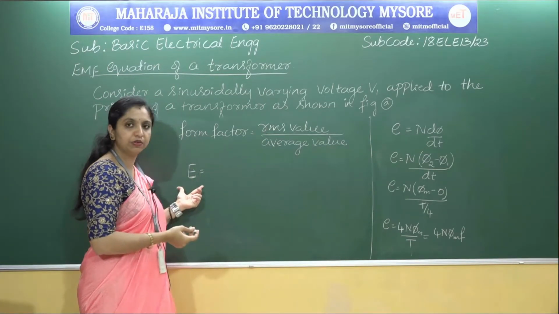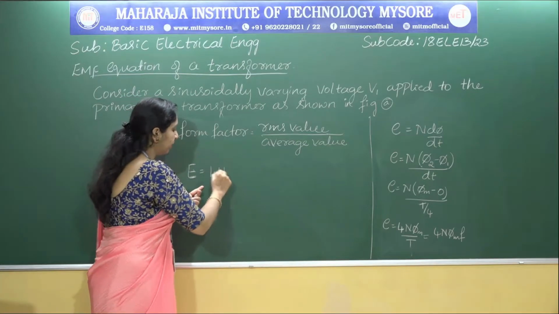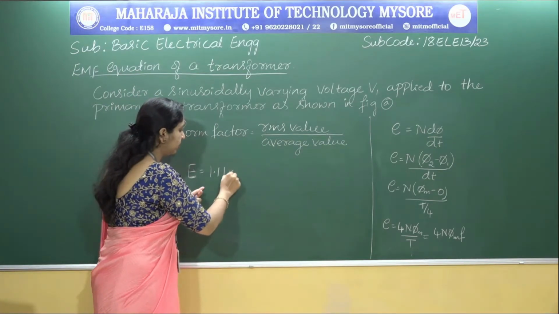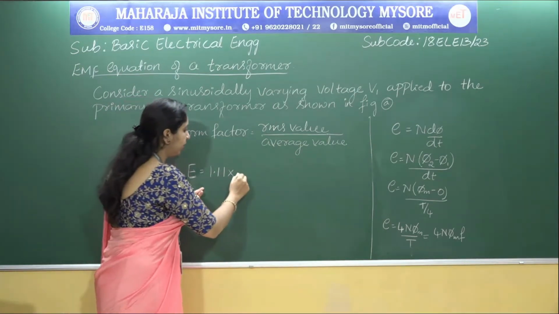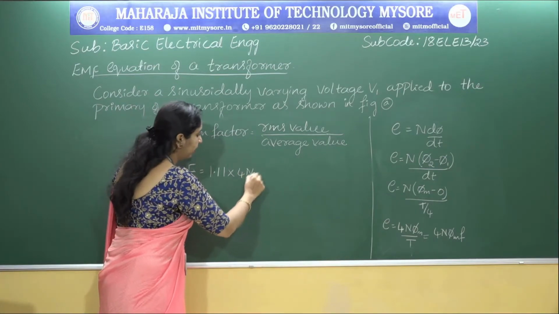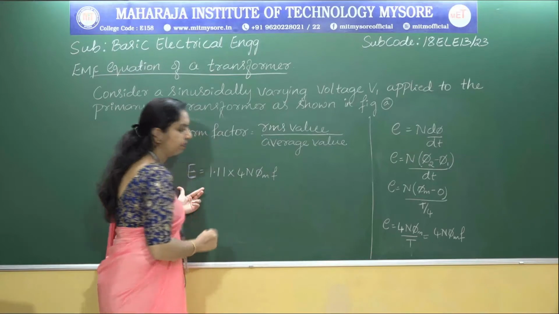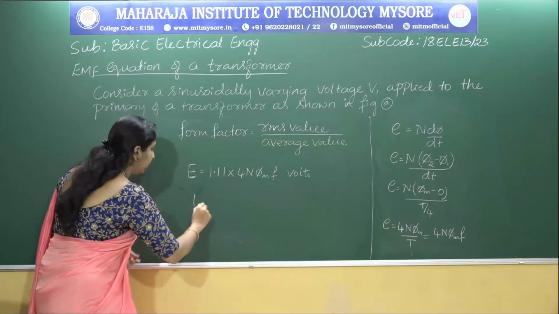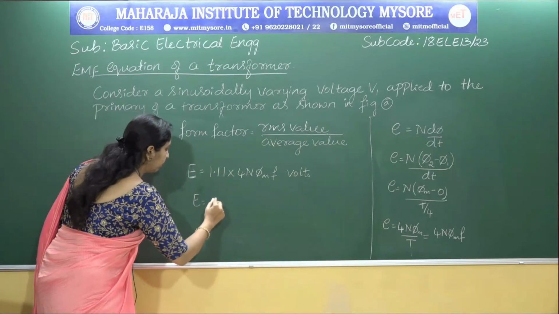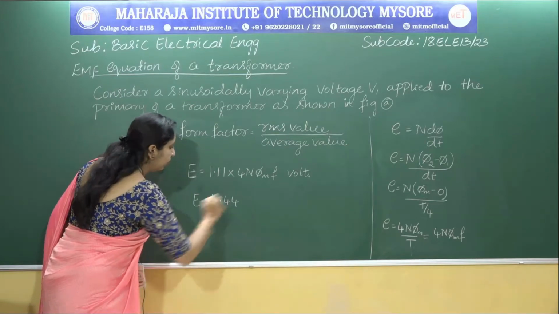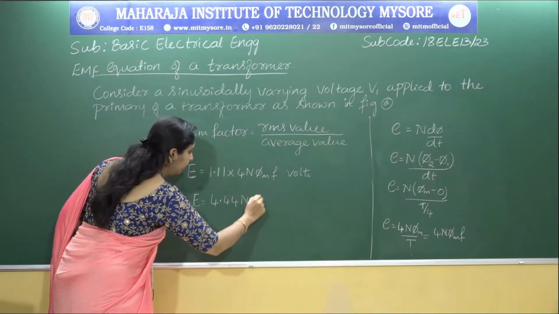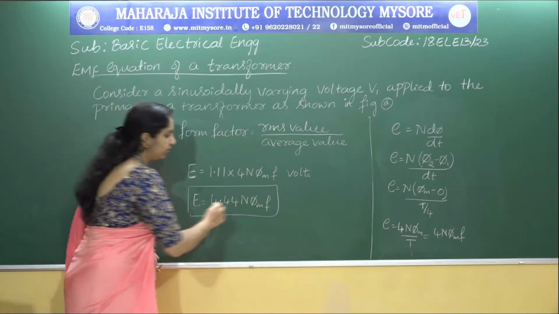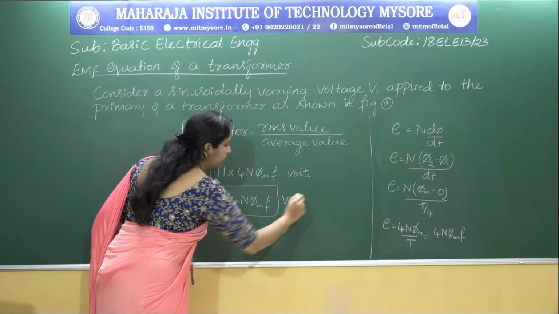So what is the standard value of the form factor? That is 1.11, which we have already derived in the previous chapters. So 1.11 into 4 n phi m into F. Of course this is in volts. So now E is equal to, multiplying by 1.11, we get 4.44 n phi m F. So this is the EMF equation of a transformer, in terms of volts.